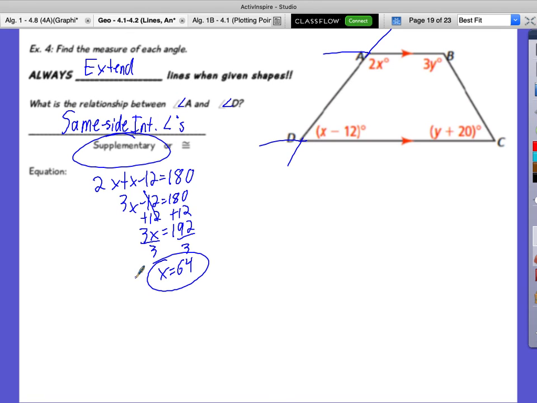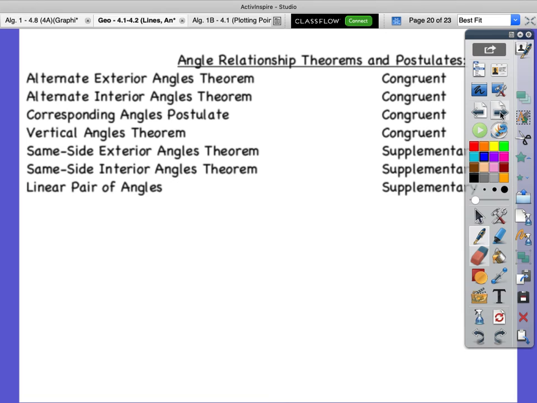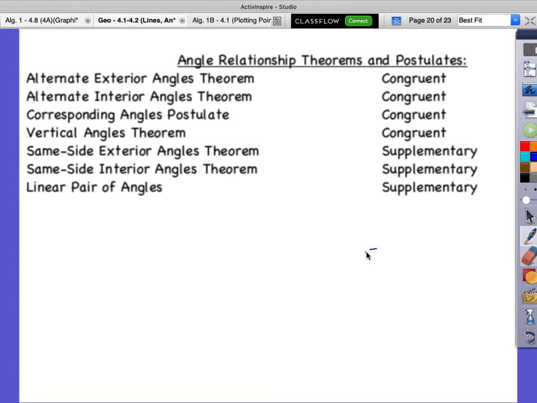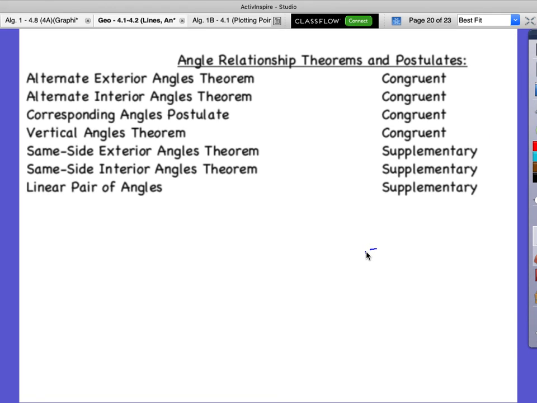Okay, continuing on, we do have theorems and postulates here. Here's the thing, guys. I'm not going to be incredibly concerned with whether or not you remember that these are theorems and this is a postulate. What I want you to know is that these come straight from our angle relationships. We've already learned these. We just haven't given them the name.